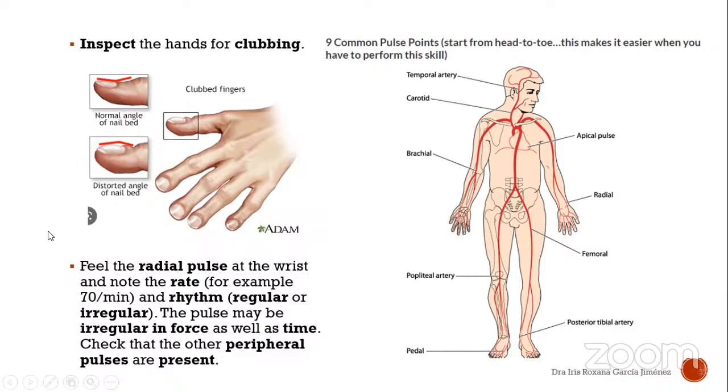Okay, another detail, feel the radial pulse at the wrist and note the rate, for example, 70 per minute, and rhythm, regular or irregular. The pulse may be irregular in force as well as time. Check that the other peripheral pulses are present, and we have where the rest of the pulse points are located. We have the description here, and the pulse points start from head to toe always, and it's easy to check this. While practicing, we get all of this information.